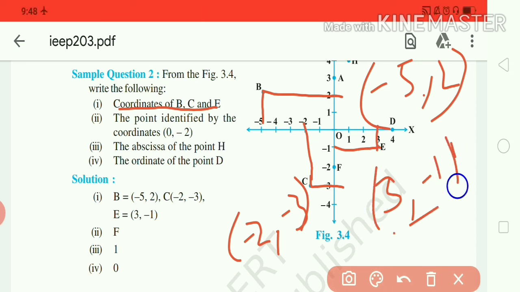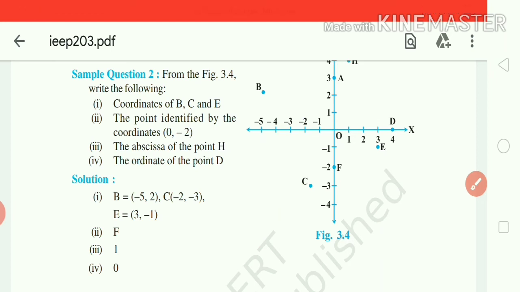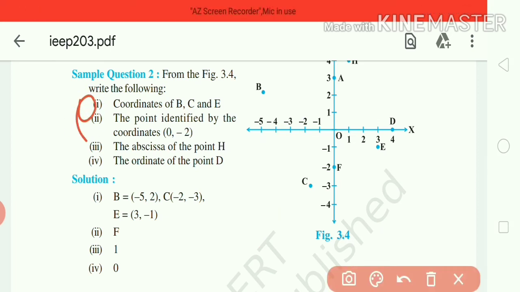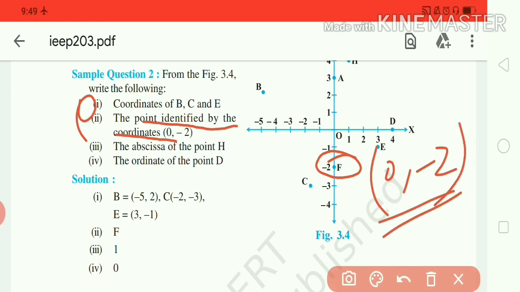Now come to the second part. The point identified by the coordinates (0, -2). Which point shows (0, -2)? Means x is 0 and y is minus 2. This is point F, right? 0 is x and minus 2 is y, right? So this is point F.